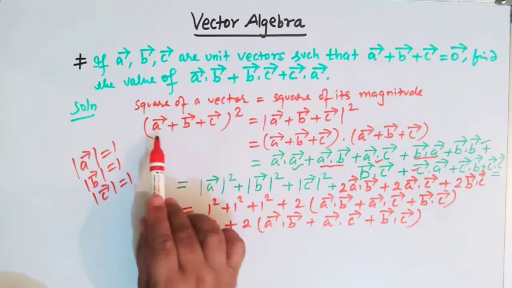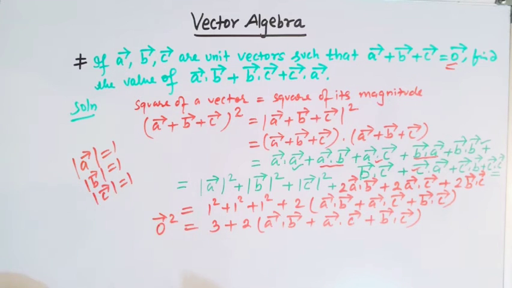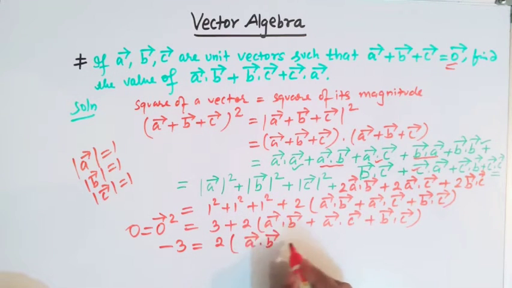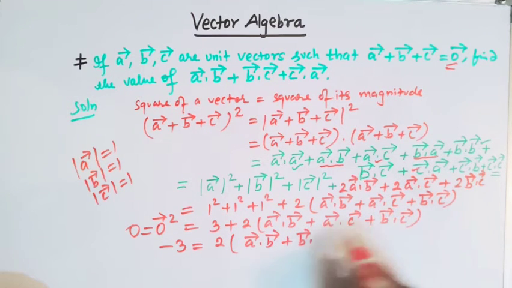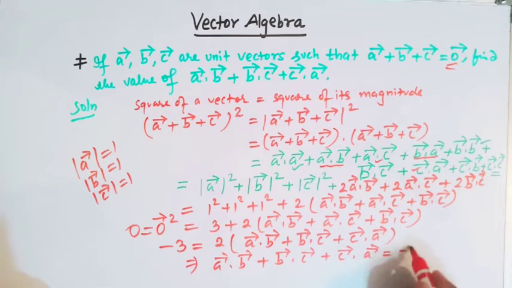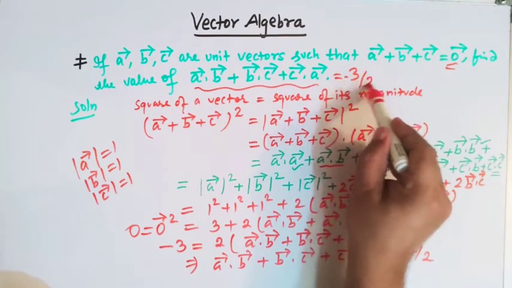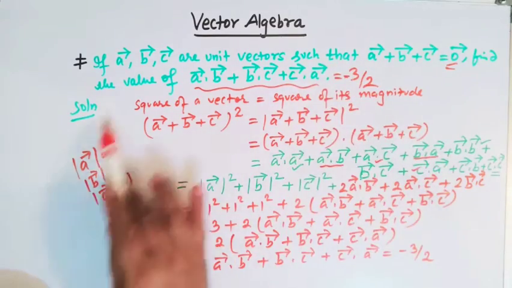Now the sum of vector A plus vector B plus vector C is given as the zero vector, so here we have the square of the zero vector, which is equal to 0, right? So taking 3 to this side, we have minus 3 is equal to 2 times vector A dot vector B plus vector B dot vector C plus vector C dot vector A, because A dot C is equal to C dot A. Taking this 2 to the denominator of minus 3, we get A dot B plus B dot C plus C dot A is equal to minus 3 by 2. So the value of this expression is equal to minus 3 by 2, right? So viewers, this is how we solve this problem.